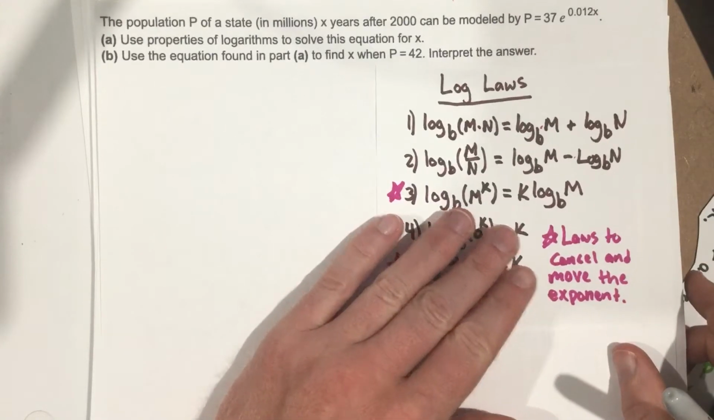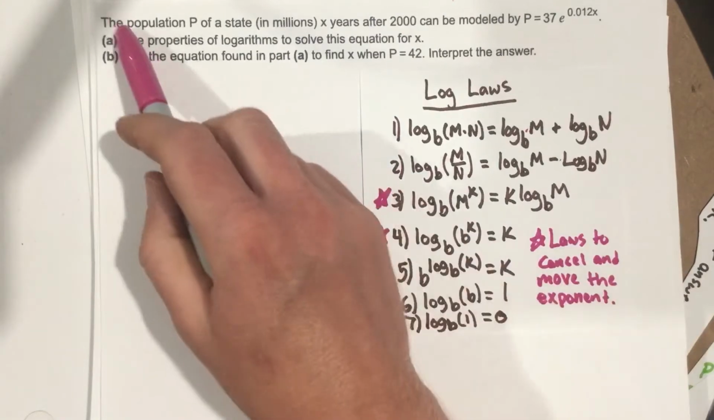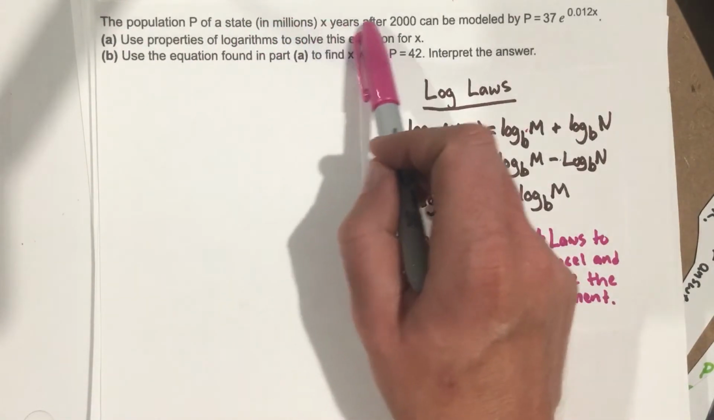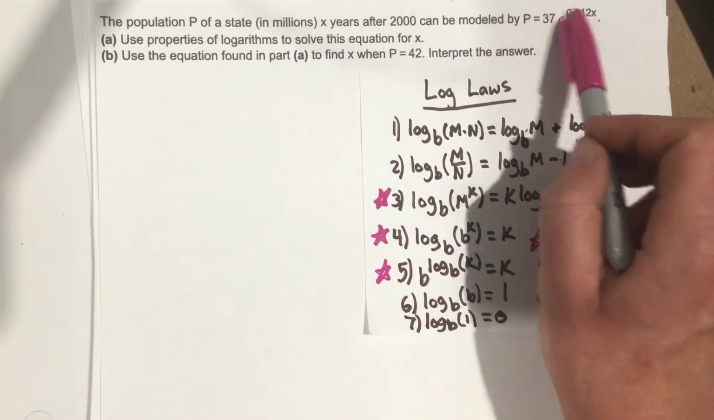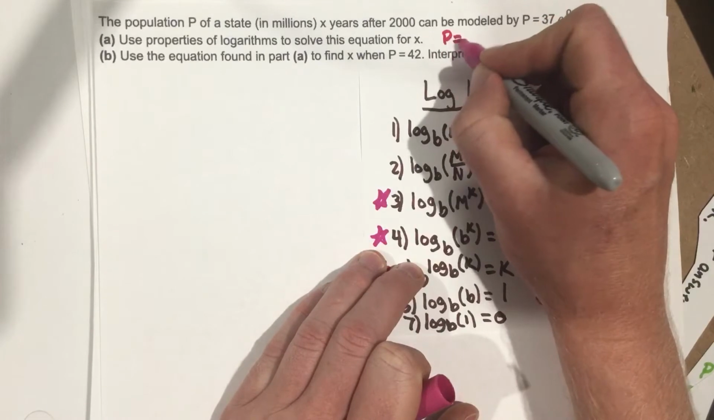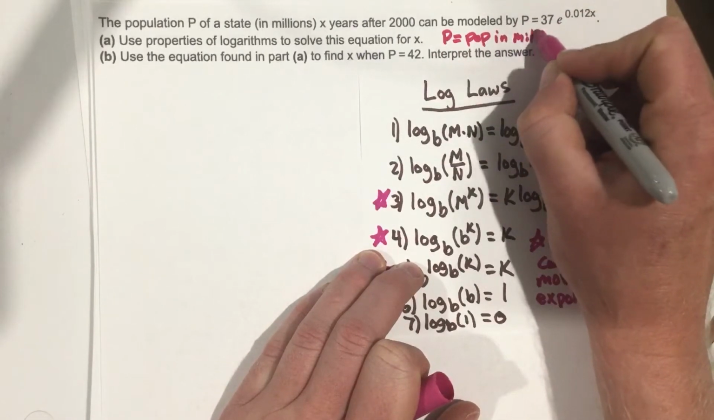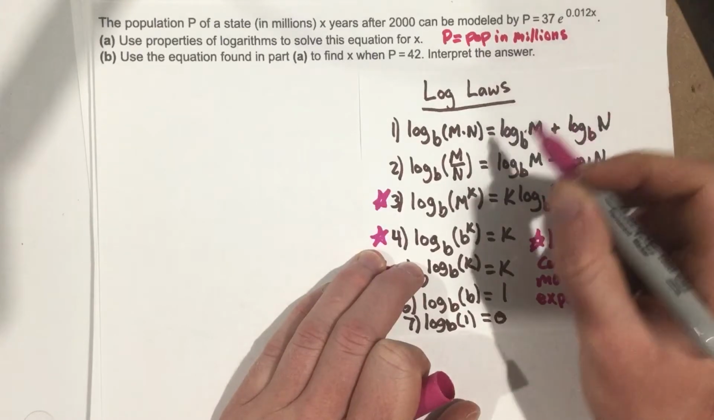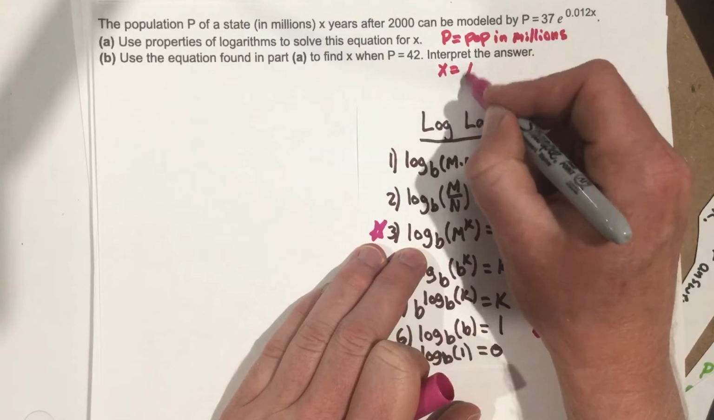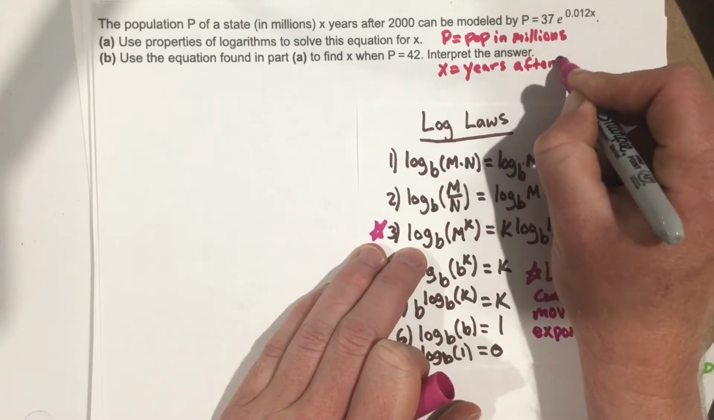This is problem number 8 from section 5.5. In this problem, it says the population P of a state in millions x years after 2000 can be modeled by this function. Now we're going to write down P is the population in millions and x is years after 2000. So I'll write x equals years after 2000.